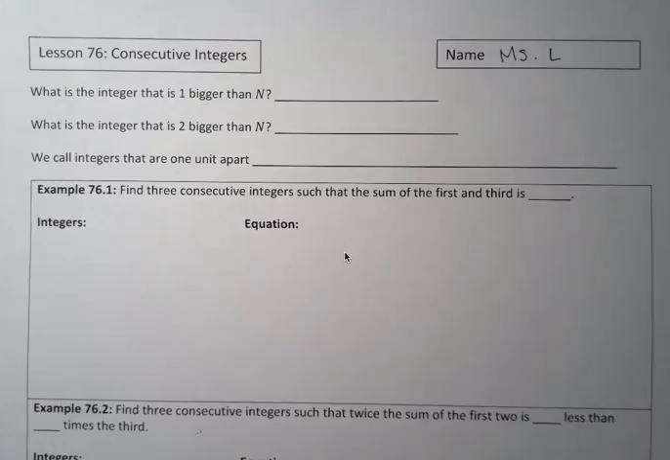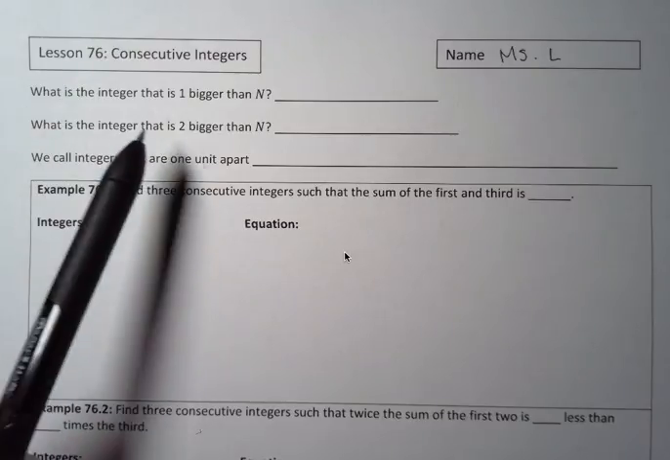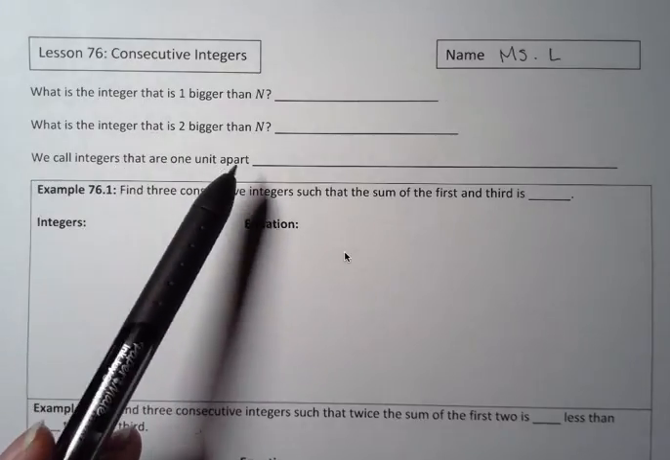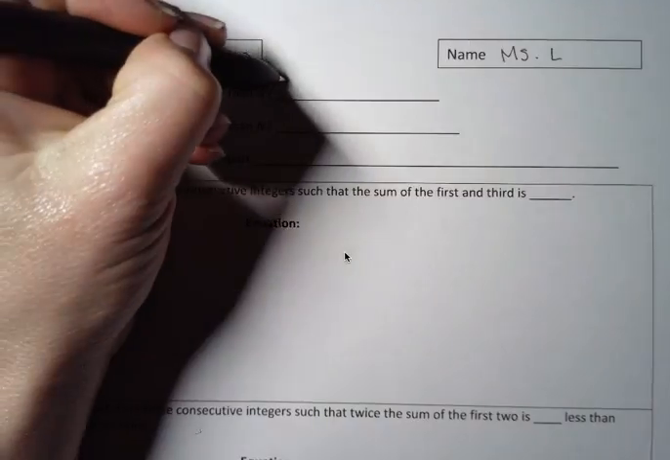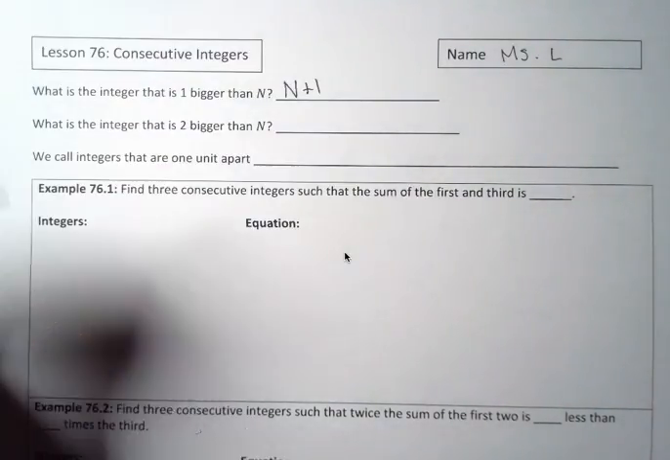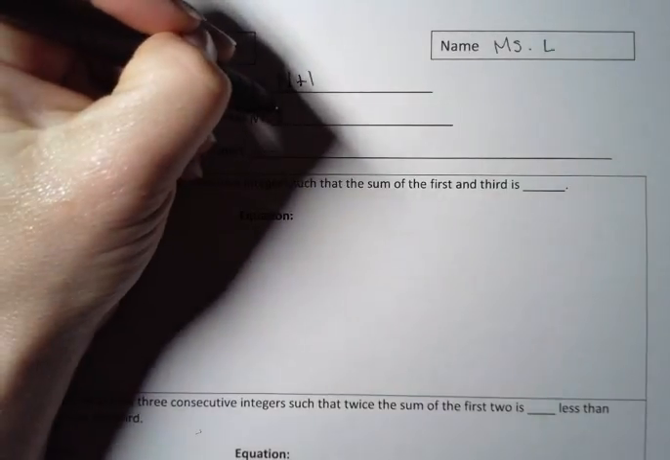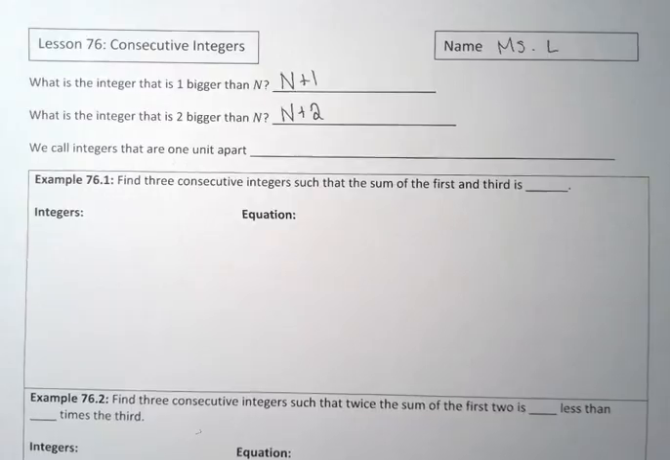This is lesson 76. We're going to talk about consecutive integers. Before we start, we're going to come up with some expressions to represent these ideas. What is the integer that is 1 bigger than n? Well, you would just add 1 to n, so you would have n plus 1. What's the integer that's 2 bigger than n? That would just be adding 2 to n, so it would be n plus 2.